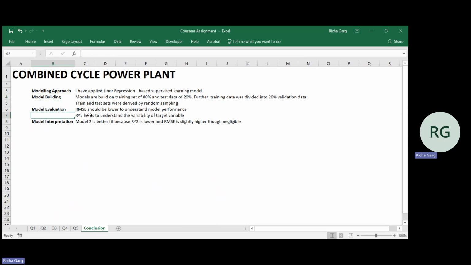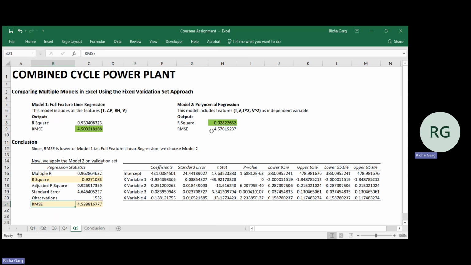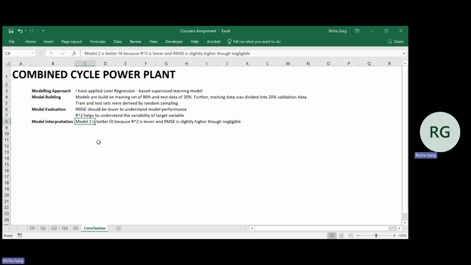For model evaluation, I have taken RMSE and R square as the primary evaluation metrics, and model interpretation. Using these, we have figured out that model 2 is a better fit because R square is lower and RMSE is also similar, the RMSE of model 2 is slightly higher, but still on similar lines to the first model. Hence, we choose model 2.